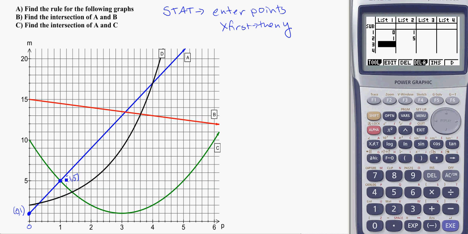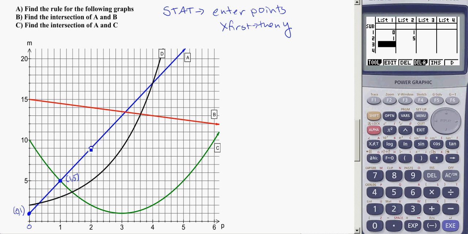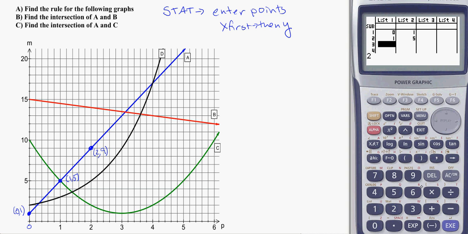And for a straight line that would be enough, but we can just take a look to see if there's another one we can pick off that's nice and accurate here. So looks like there's another good one here. And that one's at 2, 9. So 2 and 9.